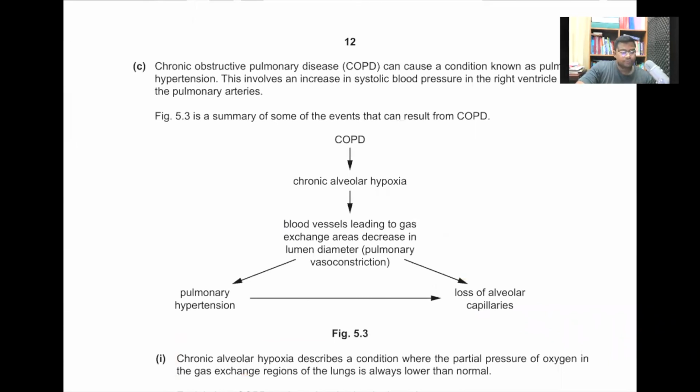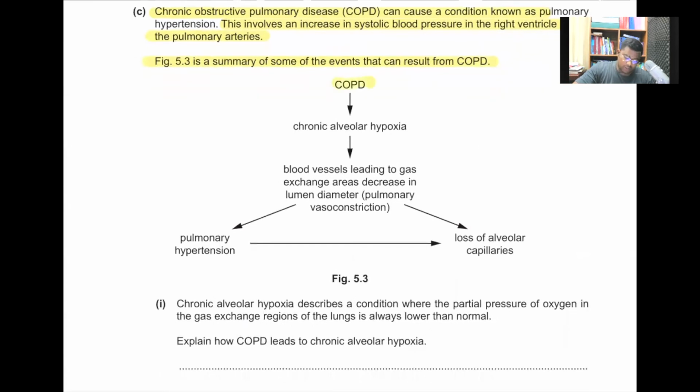Part C. Chronic obstructive pulmonary disease, COPD, can cause a condition known as pulmonary hypertension. This involves an increase in systolic blood pressure in the right ventricle and in the pulmonary arteries. Figure 5.3 is a summary of some of the events that can result from COPD. COPD, chronic alveolar hypoxia, blood vessels leading to the gas exchange areas decrease in lumen diameter, or pulmonary vasoconstriction occurs, which leads to pulmonary hypertension, which then leads to loss of alveolar capillaries.